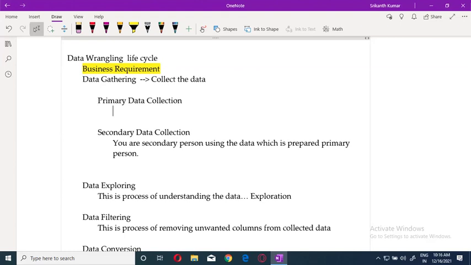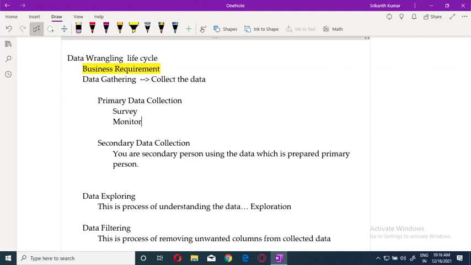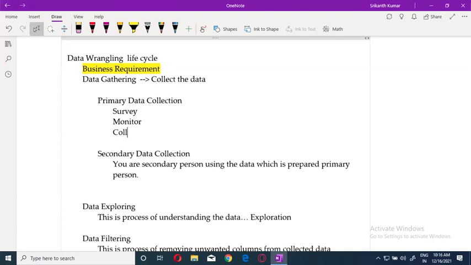Can you get it on websites? No. You have to sit, you have to analyze, you have to monitor, and you have to do a survey. Everything you have to do over there. Now these are the sources. What is that? Survey, monitoring the people, and you have to collect the data through interviews. By taking interviews, you will be collecting the data. These are the sources of primary data collection.